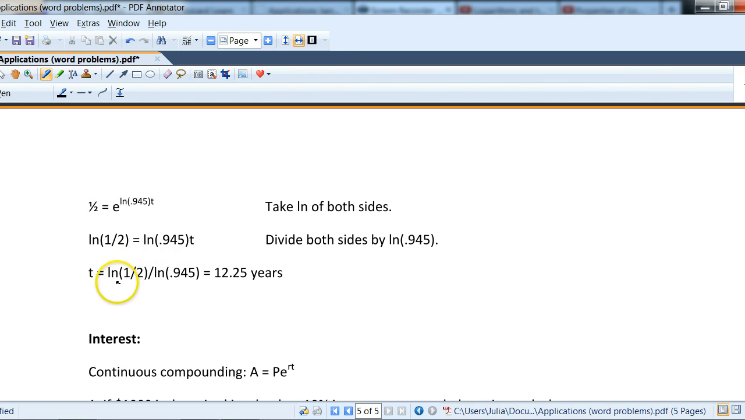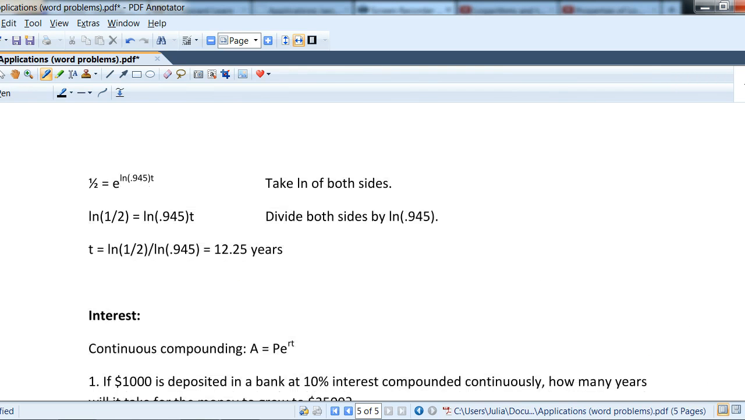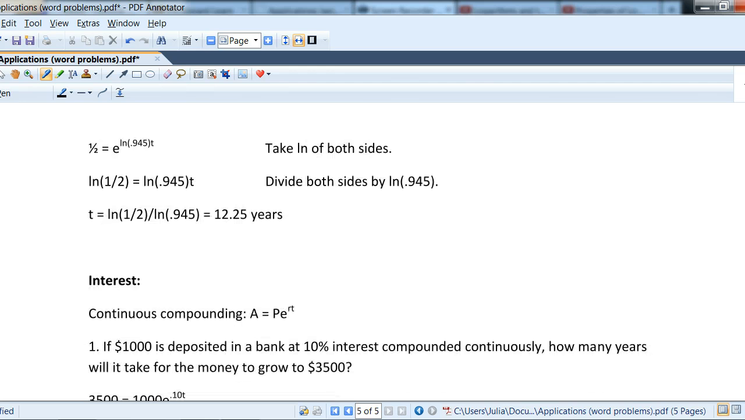Be careful, do not cancel the ln's. You still have them there. Put it in the calculator exactly as is. So we'll get about 12.25 years. So this one doesn't last as long as some of the materials, like carbon dating, that can last for thousands of years.